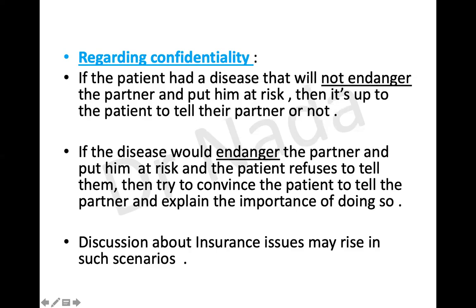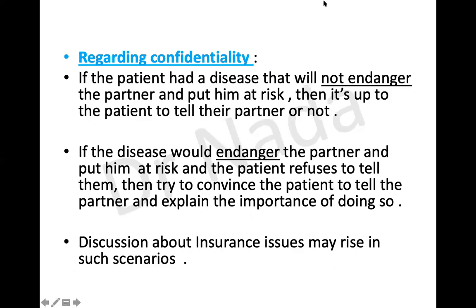to tell them, like HIV or hepatitis B or C, then try to convince the patient to tell the partner and explain the importance of doing so. If they refuse, then there are issues of breaching confidentiality, and this will be explained in detail in our confidentiality lecture, okay?